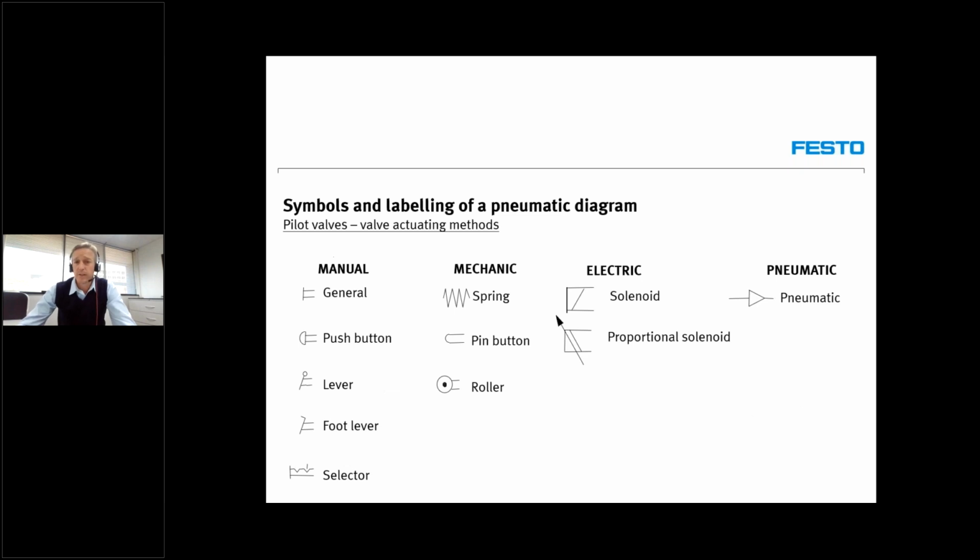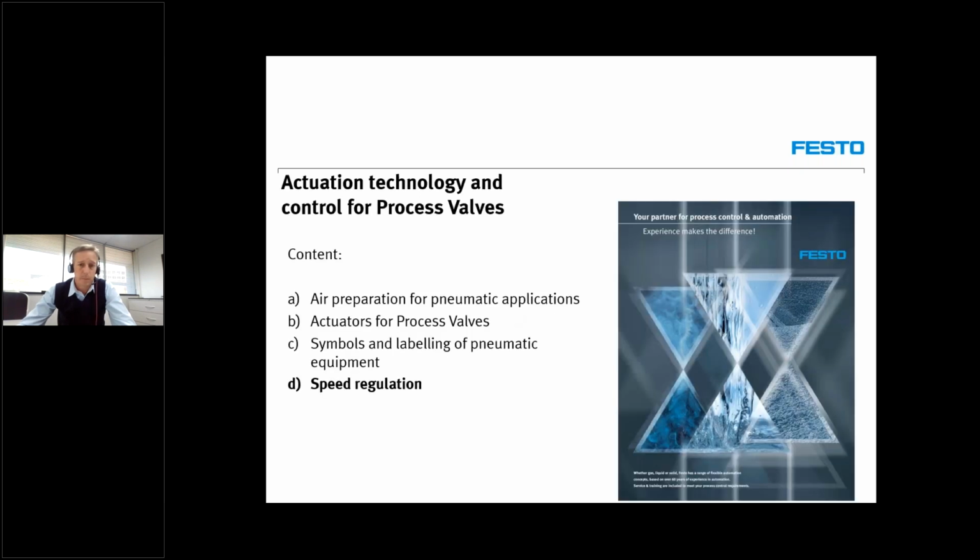So on this slide, we can see different controls or actuation methods for the control valves. Remember, the control valve is controlling the actuator, which is in turn controlling the process valve. So there are a few examples of manual actuators, mechanical actuation, electric actuation, and pneumatic actuation.